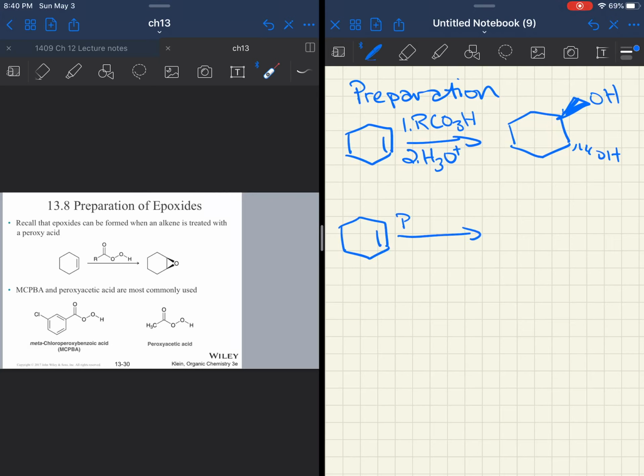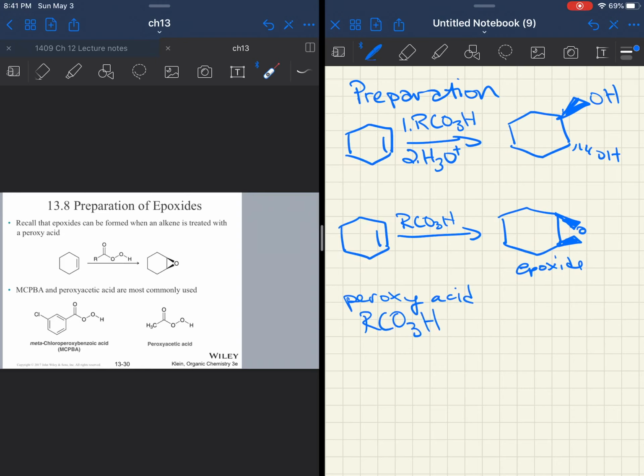So if we just look at our CO3H, that is going to give us an epoxide intermediate. Now they could be wedged or dashed, they just have to match. Right? And so that is one way to make an epoxide. Now something that you have to be aware of. Yes, you can absolutely write peroxy acid. You can write RCO3H. But you've got to know MCPBA as well.